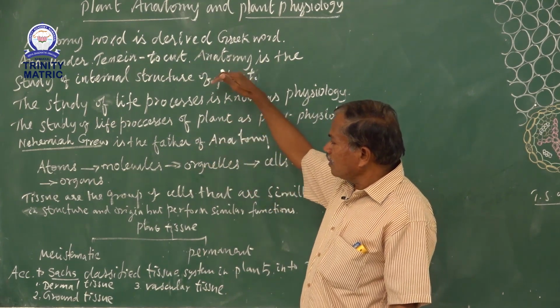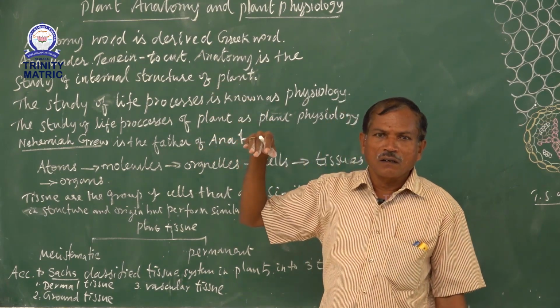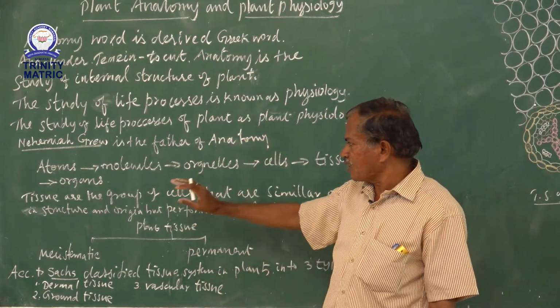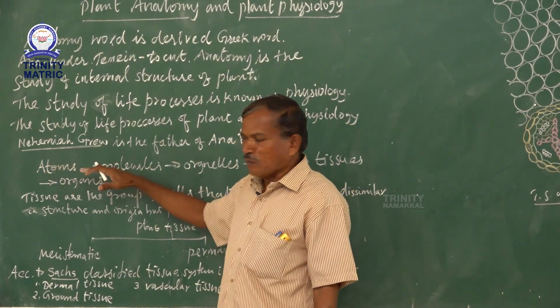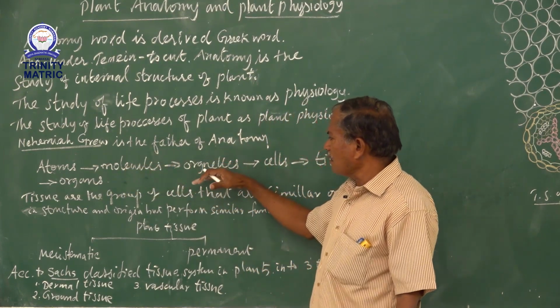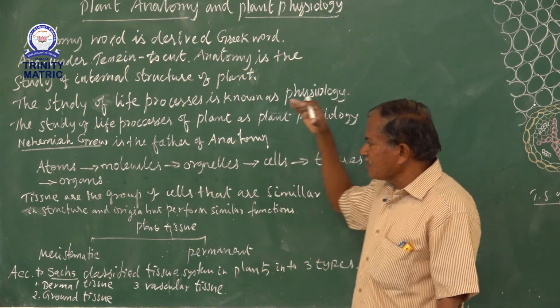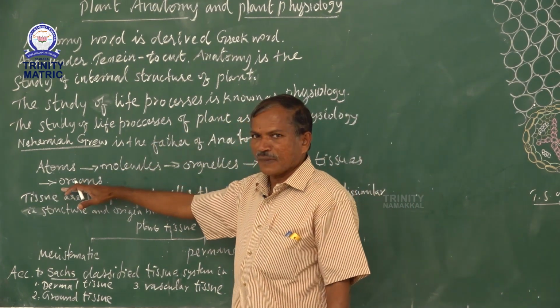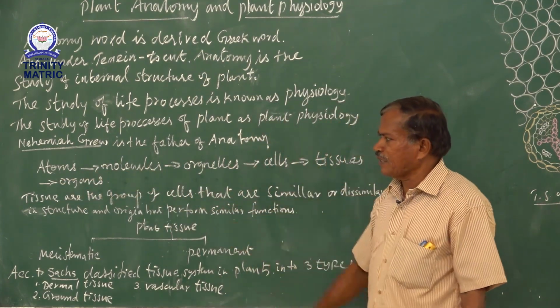So when we go to the topics, how the organs and organization are formed, we will see in a short time. The atoms are organized into molecules, molecules into organelles, organelles into cells, cells into tissues, tissues into organs. So these are the step-wise manner of the development of organization.